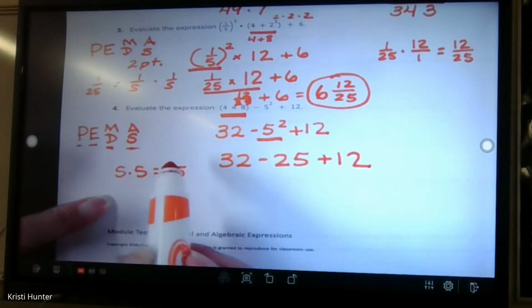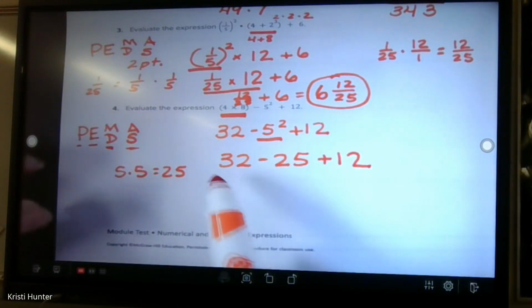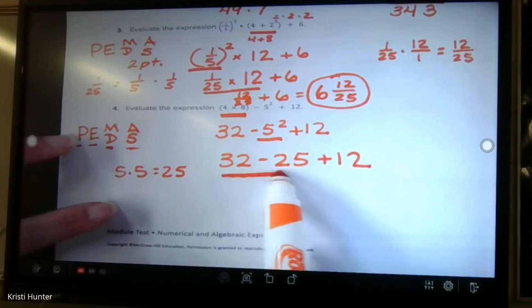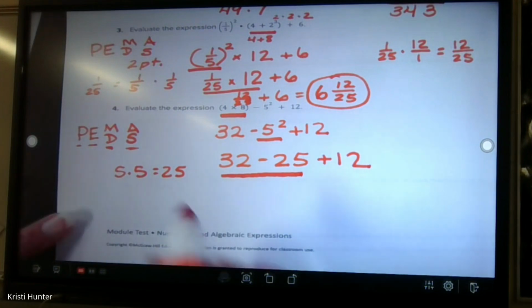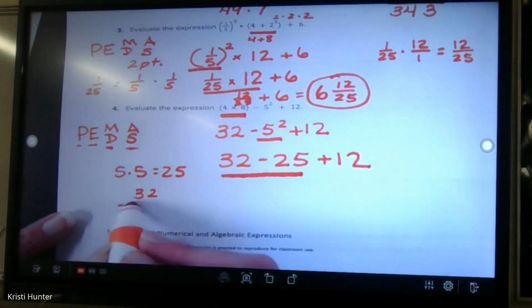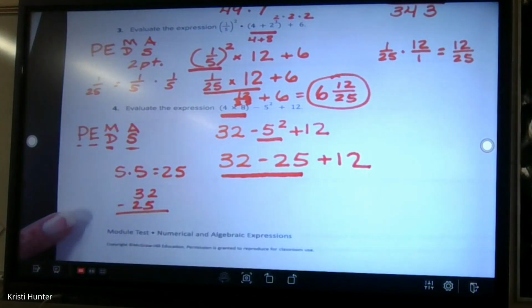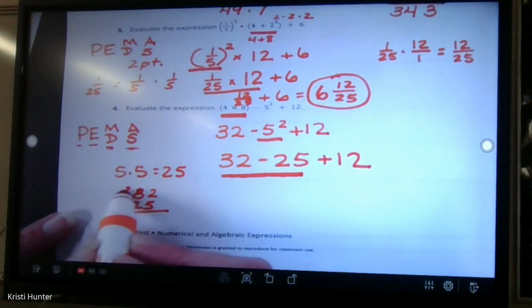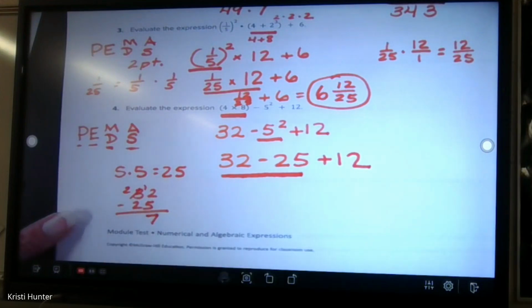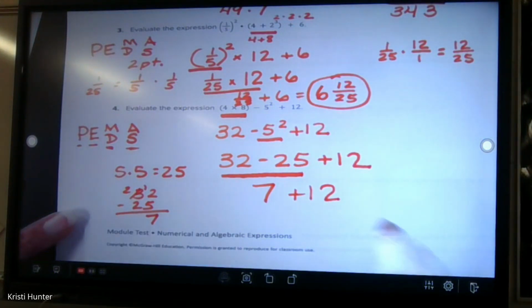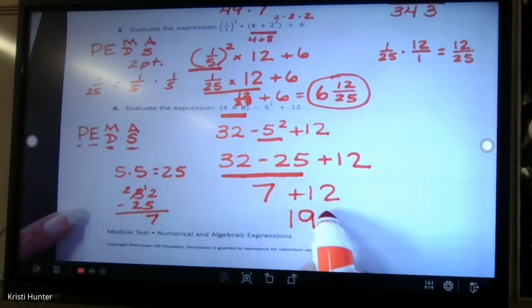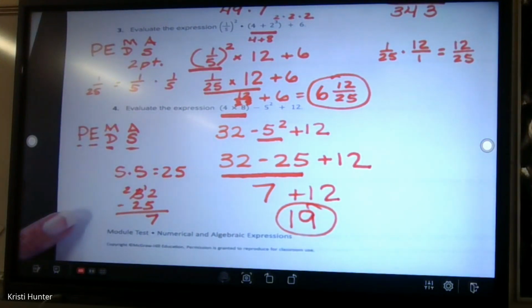Add and subtract, but remember, I go in order from left to right. So here's the first problem I run into. 32 minus 25. If you can't do that in your head, work it out on the side of your paper. We've got to borrow. So 12 minus 5 is 7. 2 minus 2 is 0. So I get 7 plus 12 is my leftover. 7 plus 12 equals 19 for my final answer.